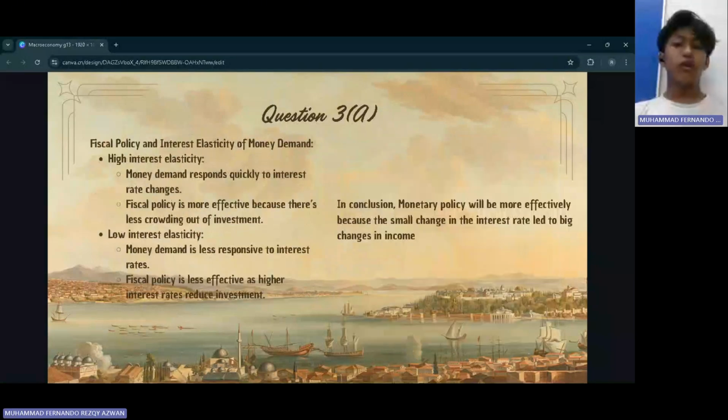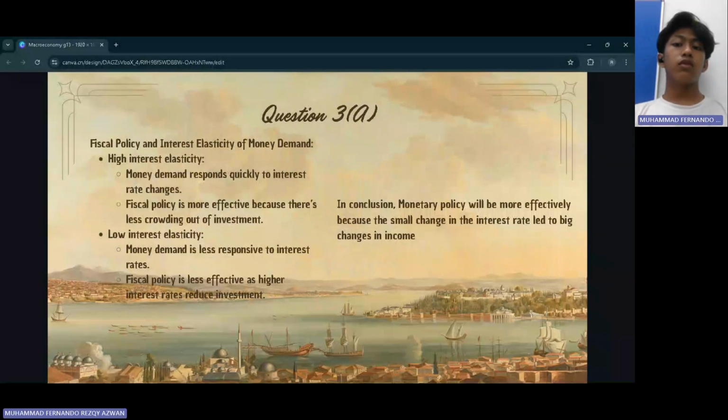And at fiscal policy, at high interest elasticity, money demand responds quickly to interest rate change. Fiscal policy is more effective because there is less crowding out of the investment. And at low interest elasticity, money demand is less responsive to interest rates. Fiscal policy is less effective as higher interest rates reduce investment. So, the effectiveness of fiscal policy depends on how sensitive money demand is to change in interest rates.